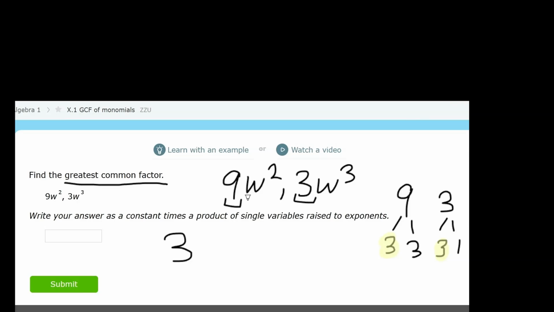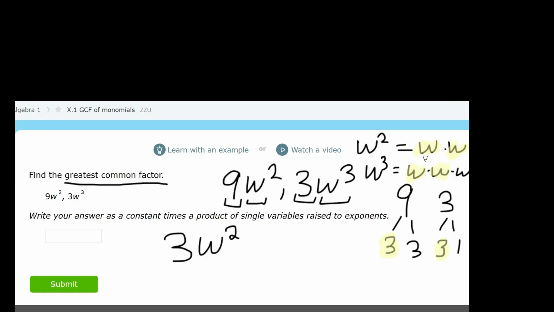Okay, so now let's look at the W component. So we have W squared. W squared is the same thing as W times W. And W to the third power is the same thing as W times W times W, 3 times. Now let's see the factors that they have in common. Well, it looks like they have one W in common, and then they have another W in common. And I think that's it. So our greatest common factor in this case is 3 times W to the second power because there's two of the W's in common.